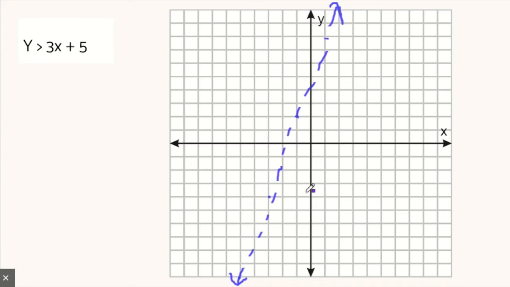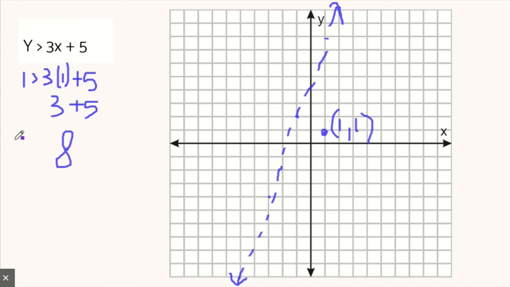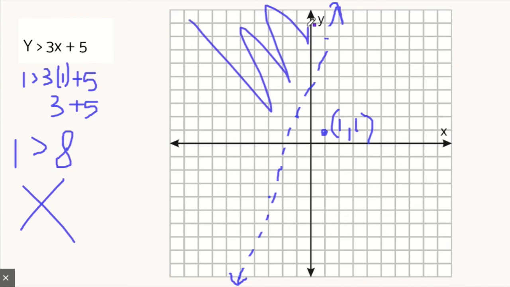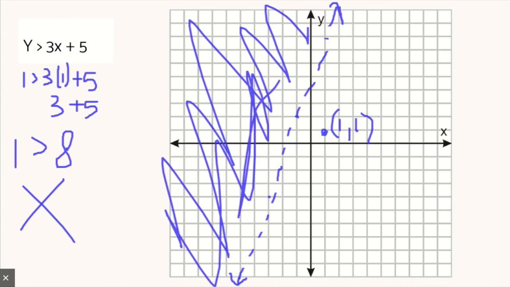In order to do that, let's choose an easy point. Let's choose this one. That's just 1, 1. That means y is 1 and x is 1. So we rewrite this with that plot point and just solve. 3 times 1 is going to be 3, plus 5 is going to be 8. So when we plug the numbers in, we get 1 is greater than 8. Now 1 is not greater than 8, so this is not correct. So we don't shade in this side, we shade in this side. And that's our answer.